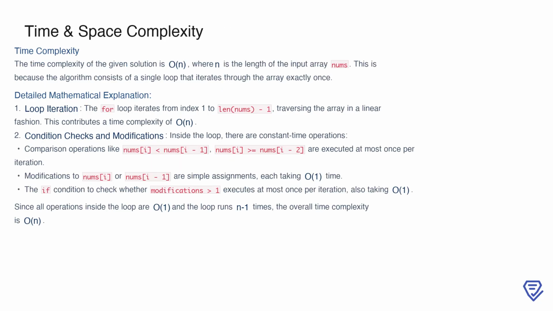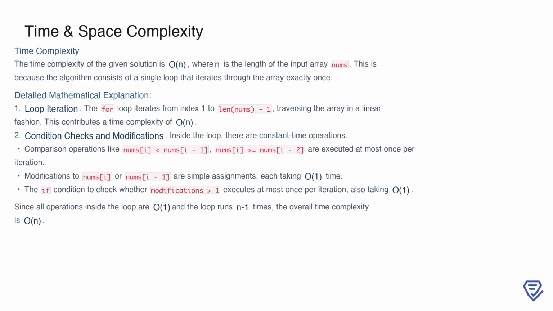The time complexity of the solution is O(n), where n is the length of the input array. This efficiency comes from the fact that the algorithm uses a single loop to iterate through the array exactly once. Let's break this down step by step. First, the for loop runs from index 1 to the end of the array, specifically len(nums) - 1, making it a linear traversal. This contributes directly to the O(n) complexity.